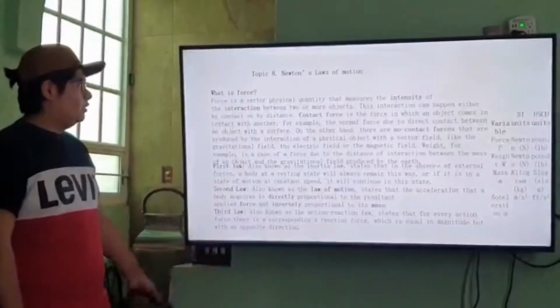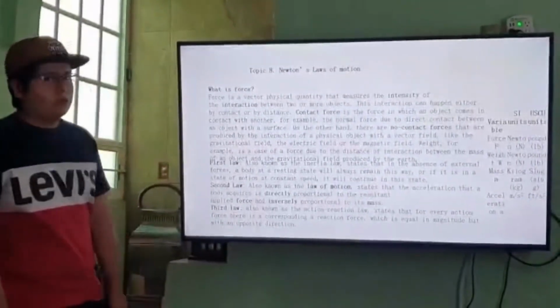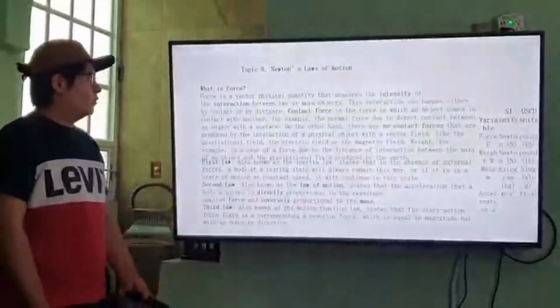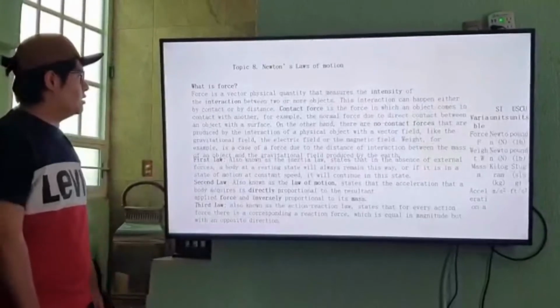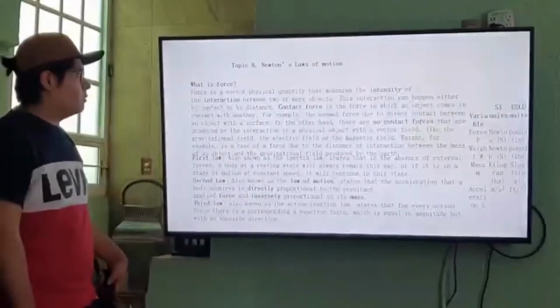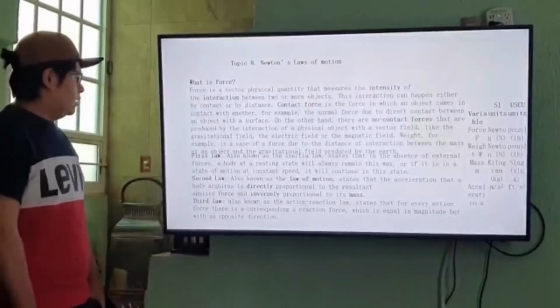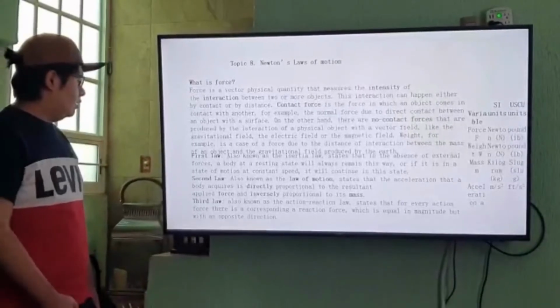Newton's laws of motion. First, we need to understand what force is. Force is a vector physical quantity that measures the intensity of the interaction between two or more objects. For this, there exist three laws.